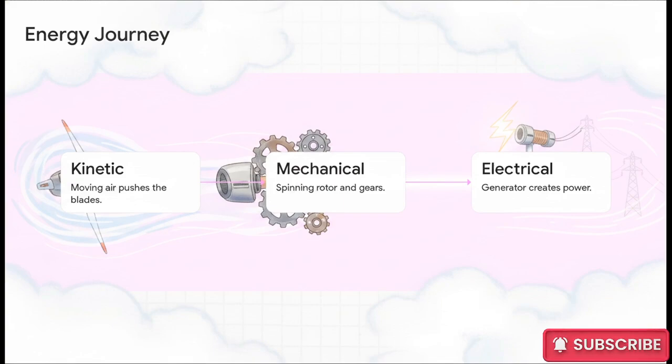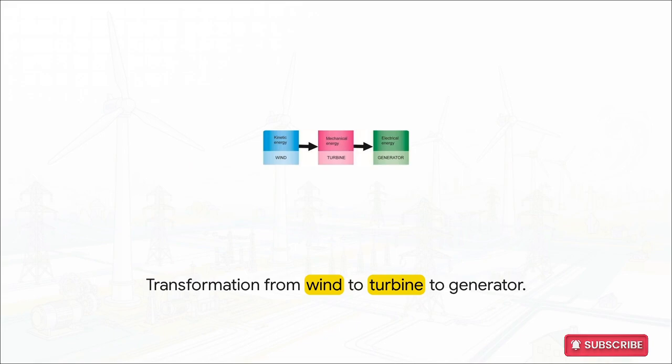Here are the 3 steps we'll be looking at today. 1. Kinetic energy from moving air. 2. Mechanical energy via the rotor and gears. And 3. Electrical energy from the generator. Getting that high-altitude breeze all the way onto the power grid relies on this 3-step journey. First up is kinetic energy, which is just the physical force of moving air. Second, that air pushes the blades, converting the kinetic energy into mechanical energy through the spinning rotor and gears. And finally, that mechanical motion is converted into electrical energy by a generator.